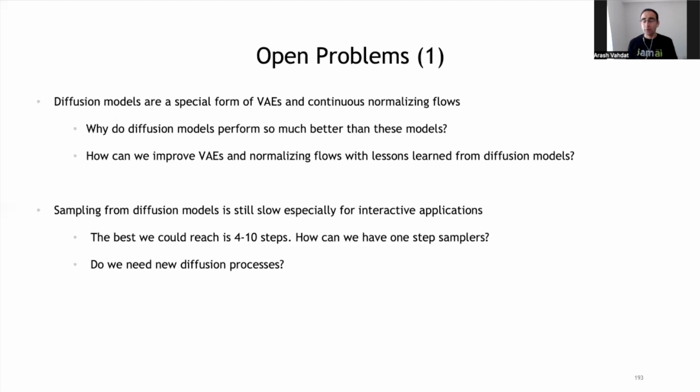So one of the existing problems is how to define one-step samplers. And part of the solution might be to come up with a better diffusion process that is intrinsically faster to generate samples from.